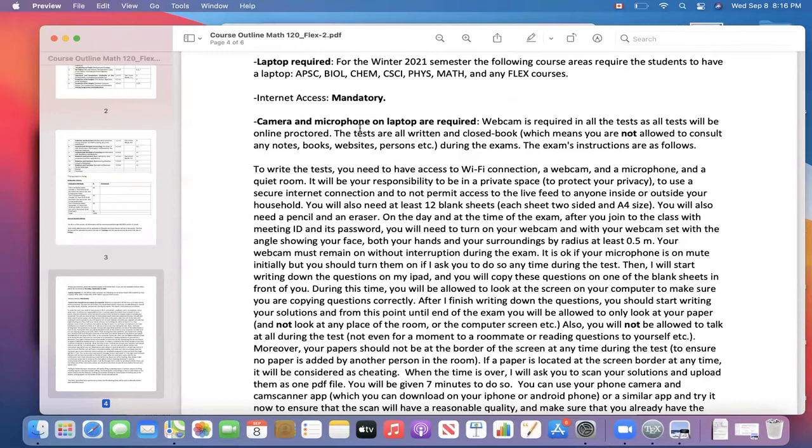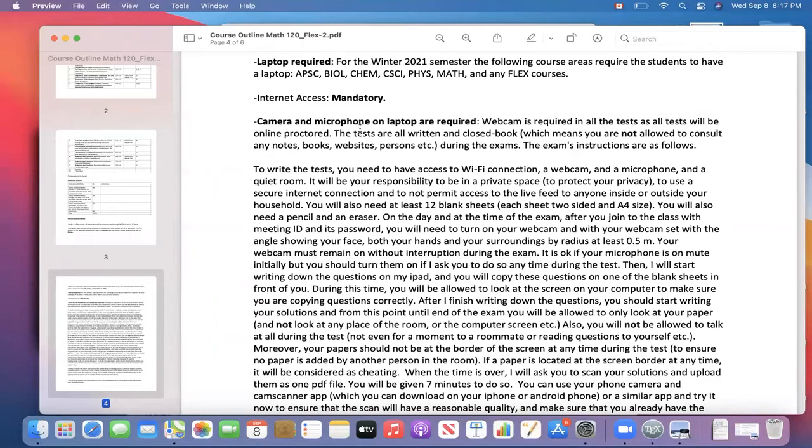Then you have usually around 1.5 hours to write your test. After that time, I will ask you to take pictures and scan your exam and convert it to one PDF file, which you can do by using the CamScanner app or a similar app, and upload it on Moodle. That also takes around 10 minutes.